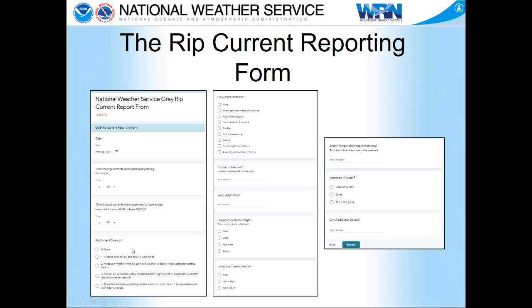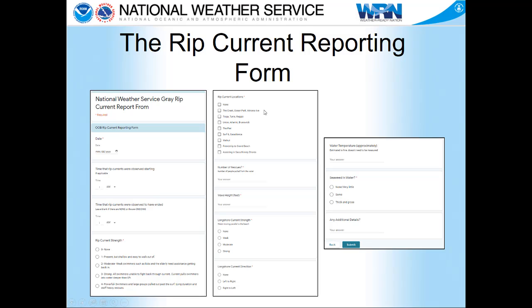So when we're talking about rip current strength, we have a range from none, so the days that there's nothing, up all the way up to powerful, which are kind of the events where you get a large hurricane swell in the summertime with lots of swimmers. These are the highest end days. So that's kind of what the rip current strength translates to.